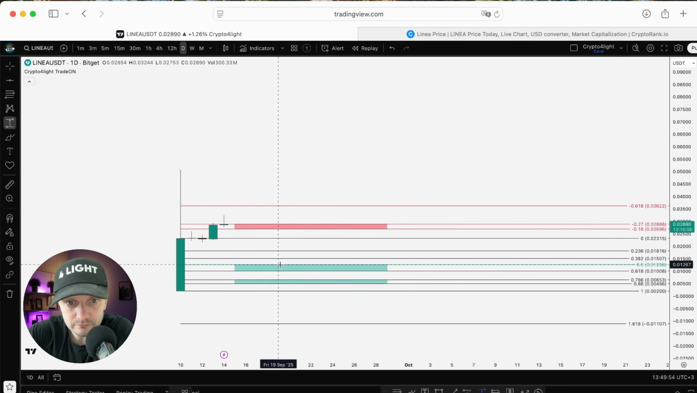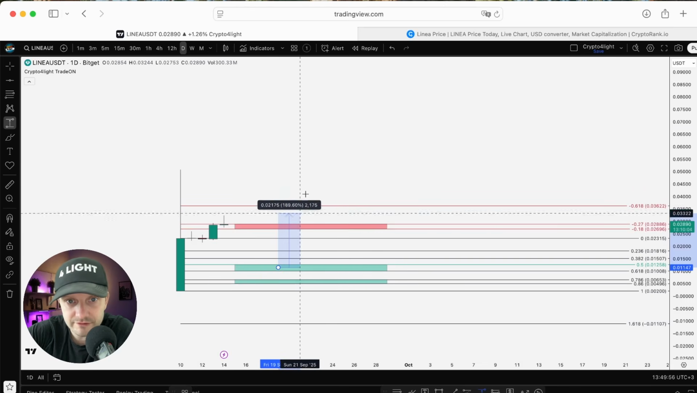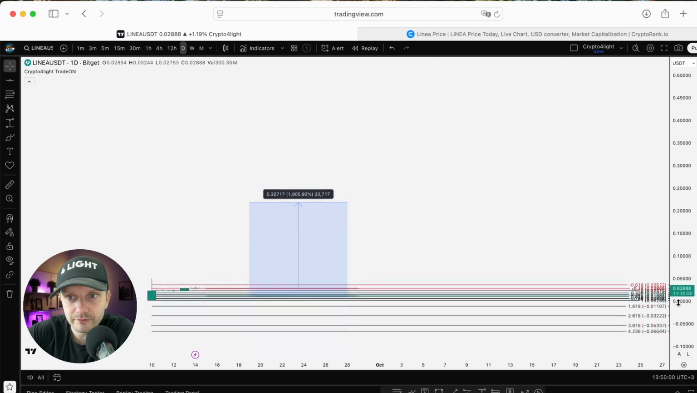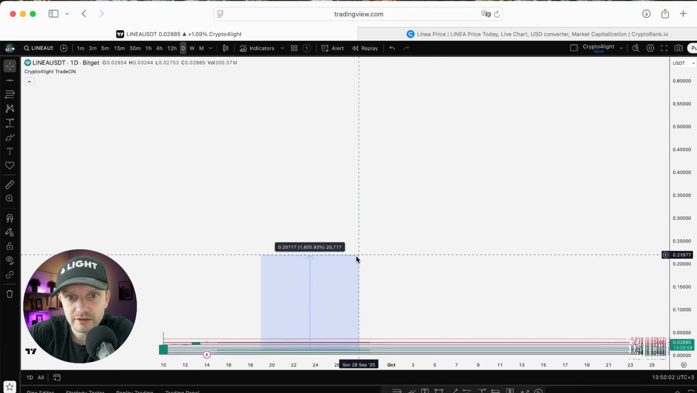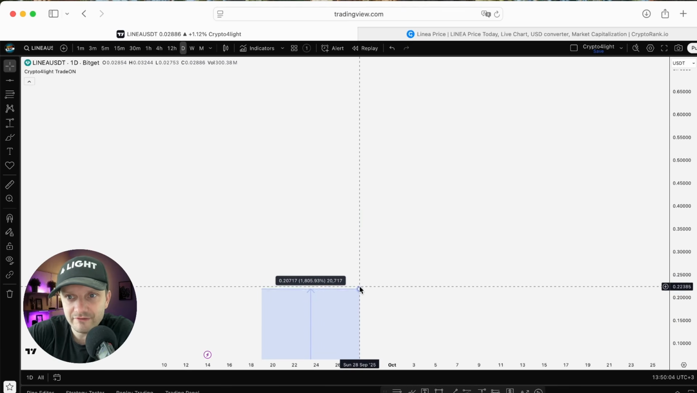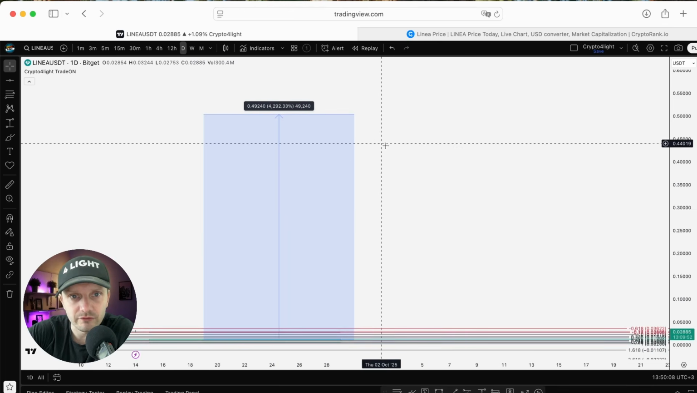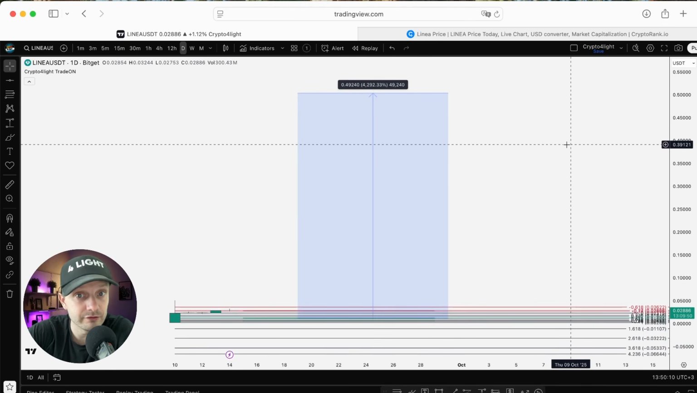So if we drop to the zone of interest, I guess 50 cents, it will be a 7 billion market capitalization, around 7 billion. It will be 4,300% gains. Nice one.